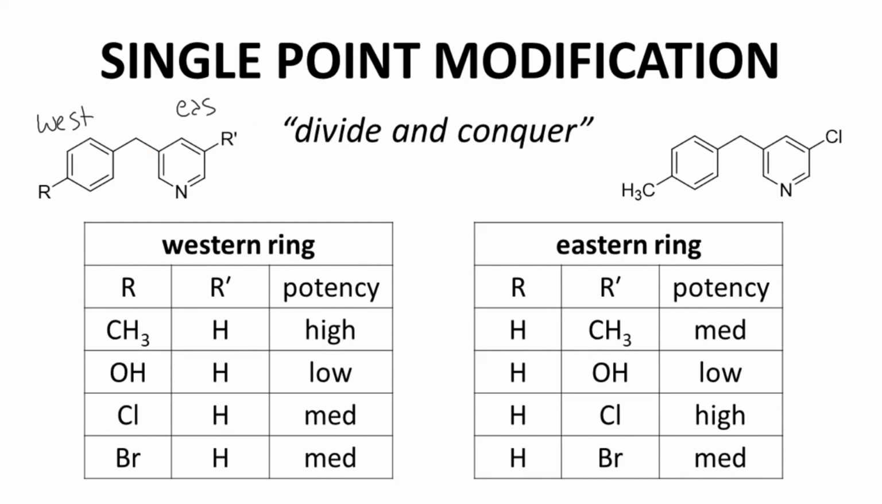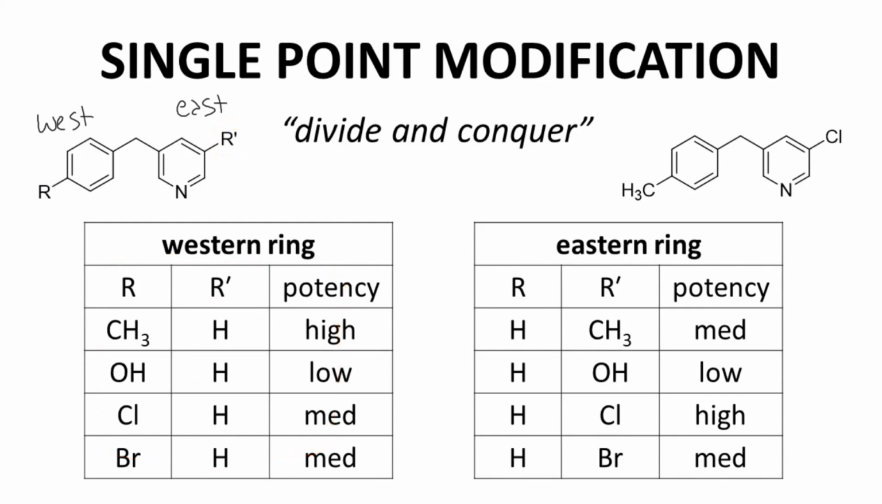and the eastern ring. Using single-point modification, one member of the discovery team might make a number of different analogues of the western ring while leaving the eastern ring unchanged. Let's say we want to look at R groups at this position relative to this R prime group. Here are four possible analogues with their activity.